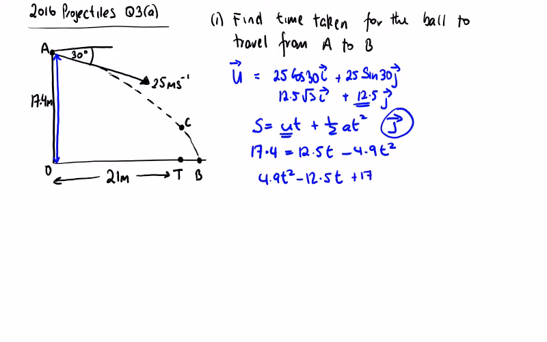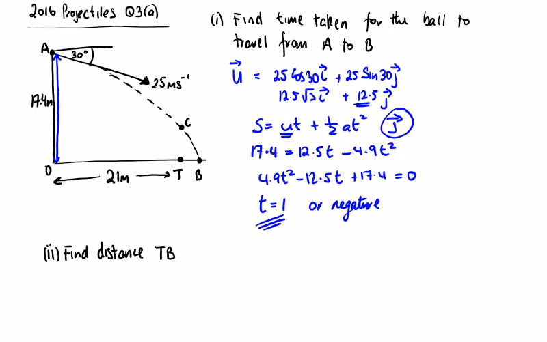plus 17.4 equals 0. So again, just type this into your calculator using the quadratic formula and you'll come up with two answers. One of them is negative and the other one is 1. So it has to be 1. We can't have a negative time.